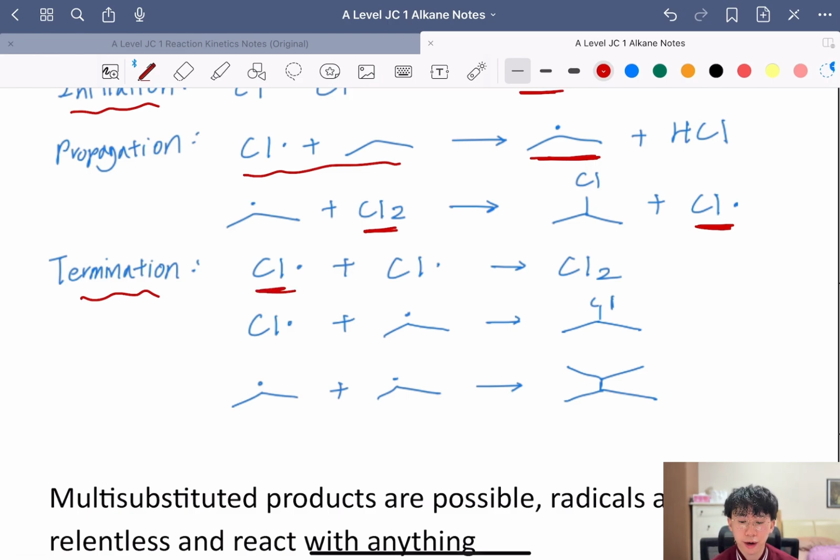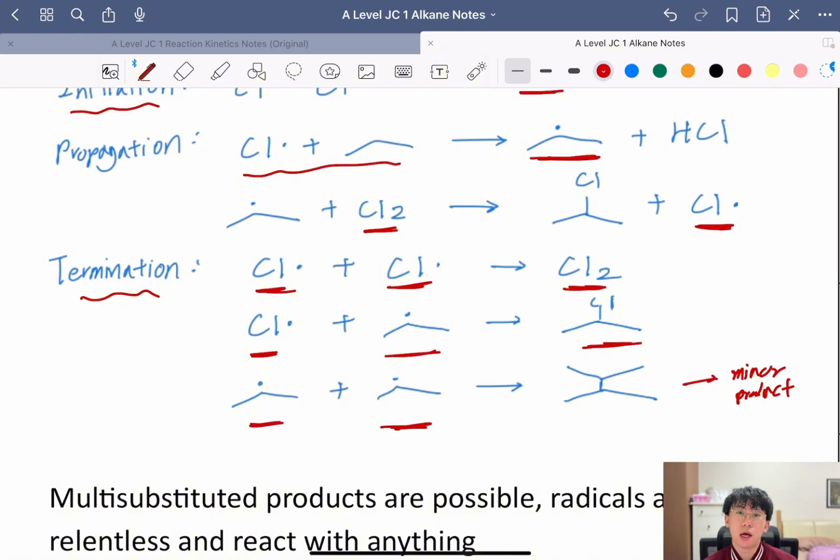So if two chlorine radicals react with one another, you can form back the halogen. A chlorine radical that reacts with an alkane radical can also give the product that you want. Or you can get another side product, which is a minor product, where the alkane radicals react with one another and form itself.